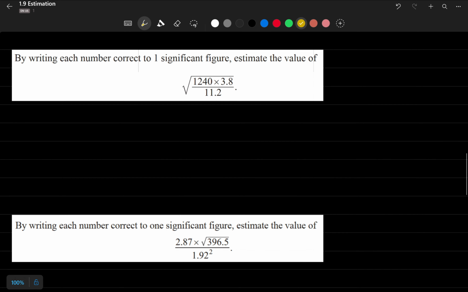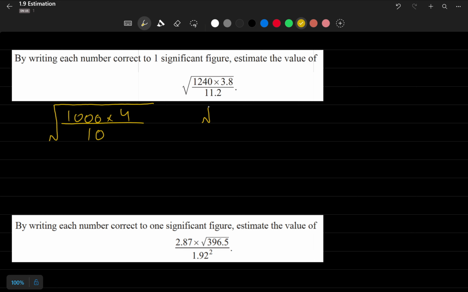Moving on to the next question. By writing each number correct to one significant figure, estimate the value of this. The square root remains as it is. 1240 is rounded off to 1000 correct to one significant figure. 3.8 rounds to 4 divided by 11.2 rounds to 10. 1000 times 4 is equal to 4000. 4000 divided by 10 is equal to 400. So square root of 400, which is equal to 20.